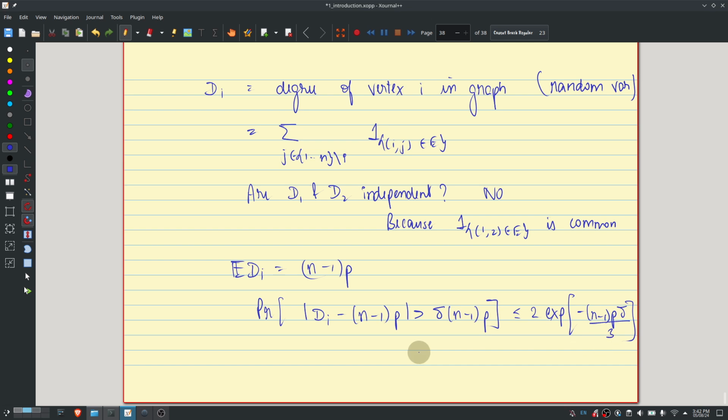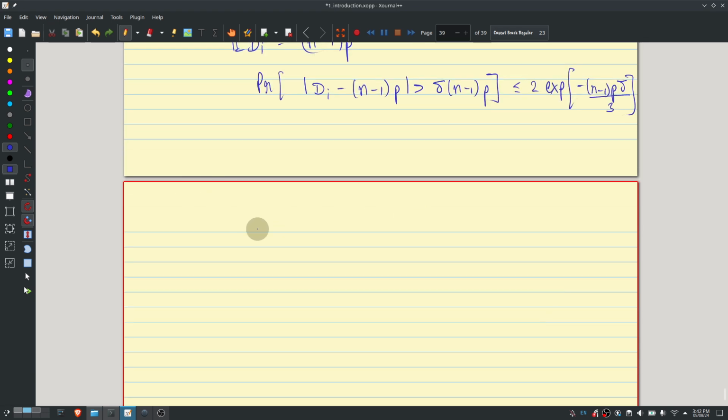Okay, so I have this. So the question is, how small can I make delta such that the right hand side still vanishes as n tends to infinity? And I am interested in knowing this for different values of p. All right, so suppose that p is at least some sufficiently large constant c times log n by n minus 1.